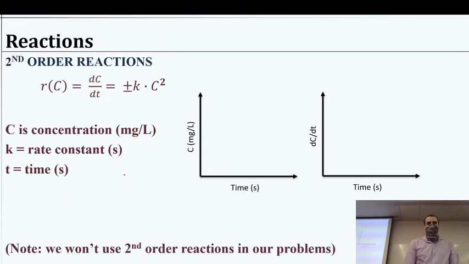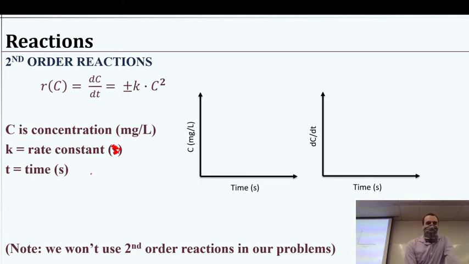Second order, again, this is something we're not really going to use very often. I do want you to be familiar enough to recognize the same process that we've just looked at. It's getting repetitive by now, but it's the same exact process, right? So we have plus or minus KC to the power of 2. And again, C is just our concentration. K is our rate constant, and I did not put the correct units here. So we'll derive those.